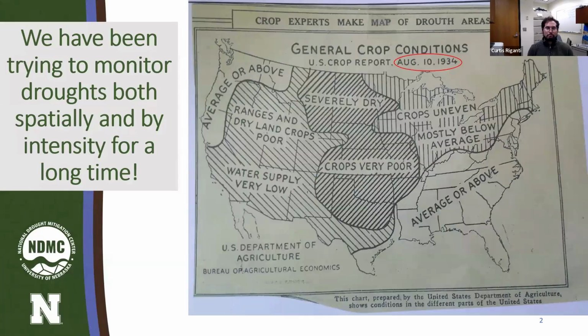First off, we've been trying to monitor droughts in terms of their spatial coverage and their intensity for quite a long time. This is an old map from the USDA from 1934 in the middle of the Dust Bowl. I won't spend too much time on this slide, but just want to call your attention to the way that USDA was monitoring droughts back in the 30s. They were trying to measure the spatial coverage of drought conditions, but the primary way by which they were measuring drought was what type of impact it was having on people and the land, and we're somewhat limited to that.